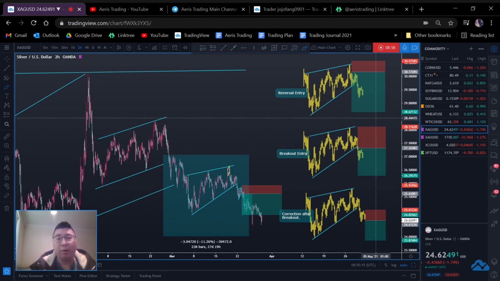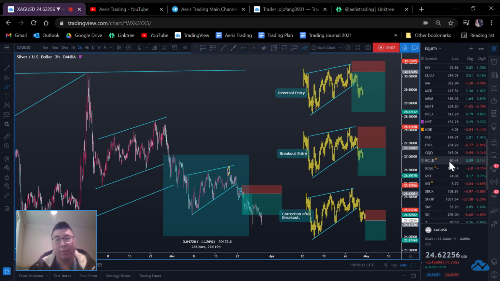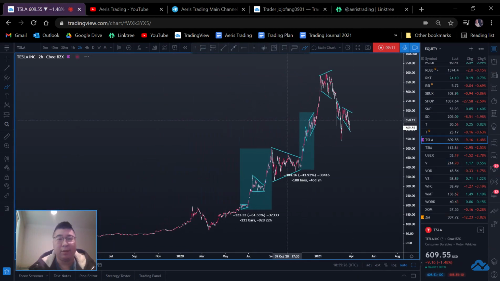So I'm going to go over a bunch of examples in different markets, and give you an idea of how they look in different markets and what kind of entry we can expect from them. I'm going to go over a few equities first. Let's talk about Tesla as an example.